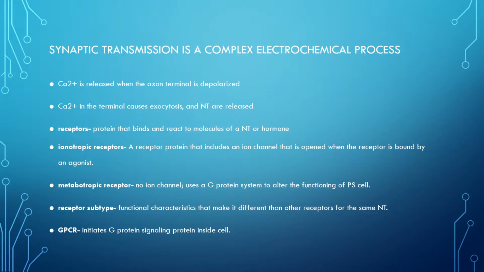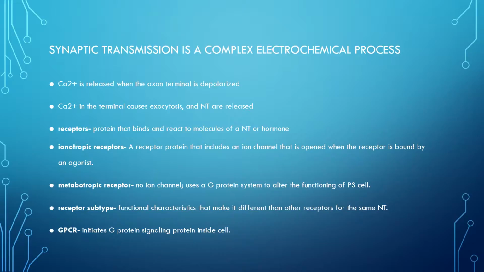So, synaptic transmission is a complex electrochemical process. Ca2+ is released when the axon terminal is depolarized. Because of its release, exocytosis occurs and the neurotransmitters are released from their synaptic vesicles.